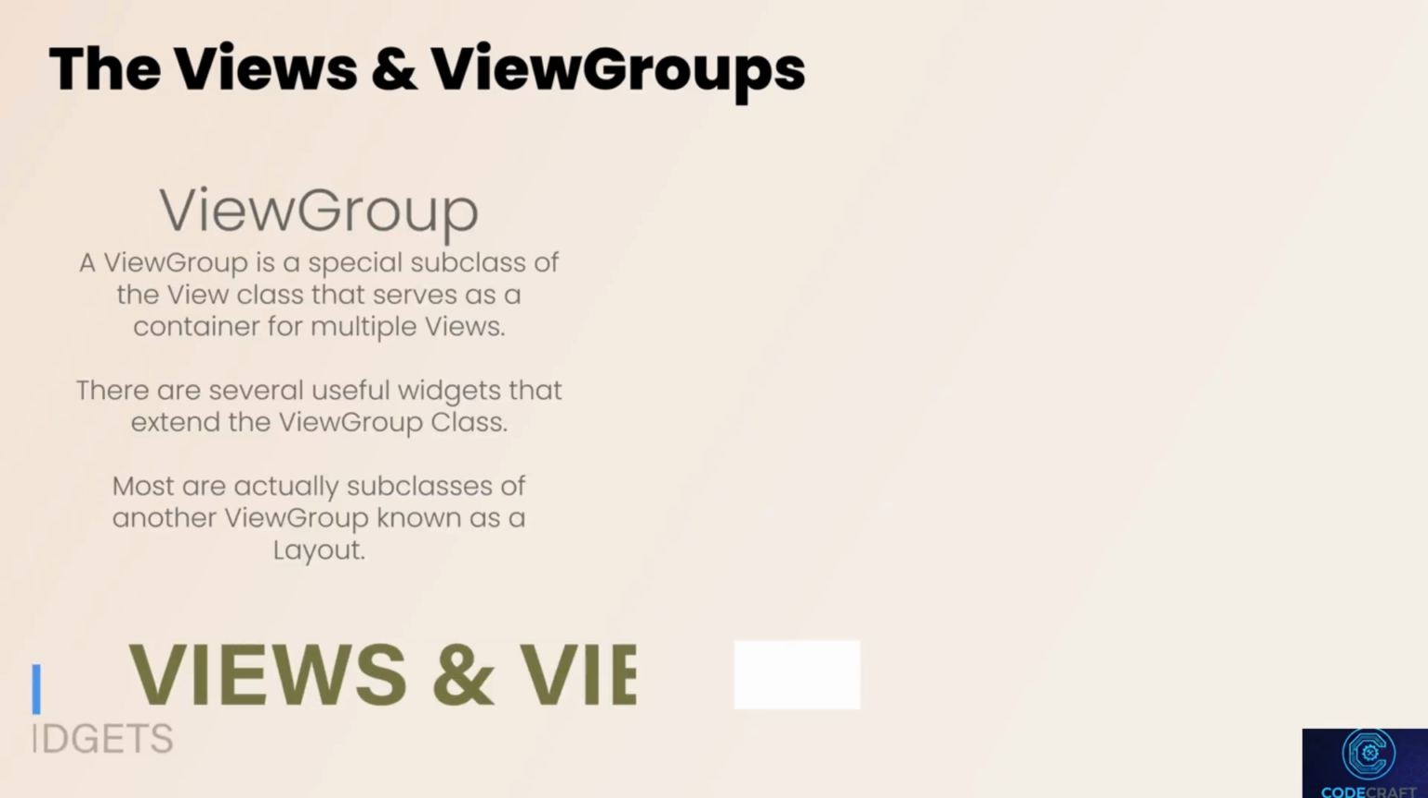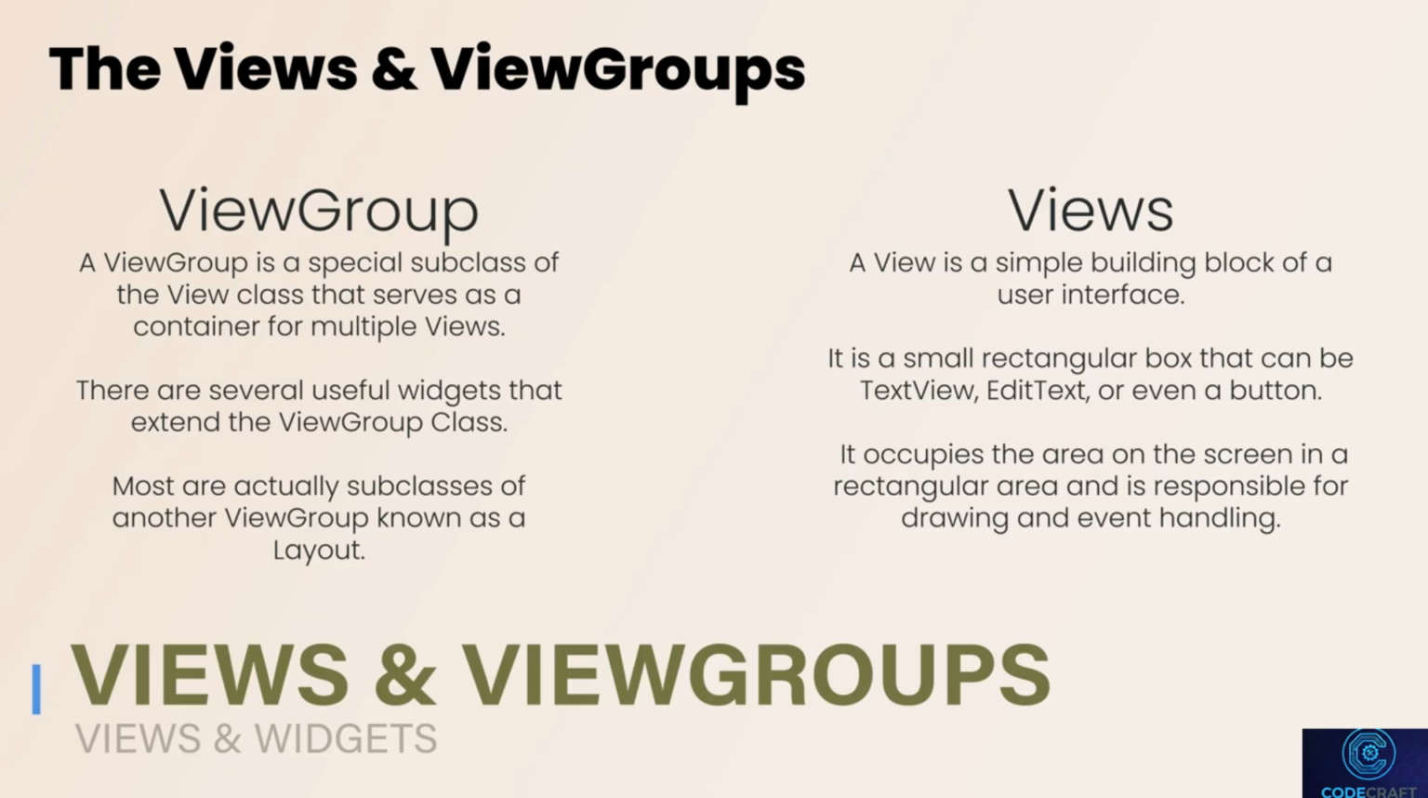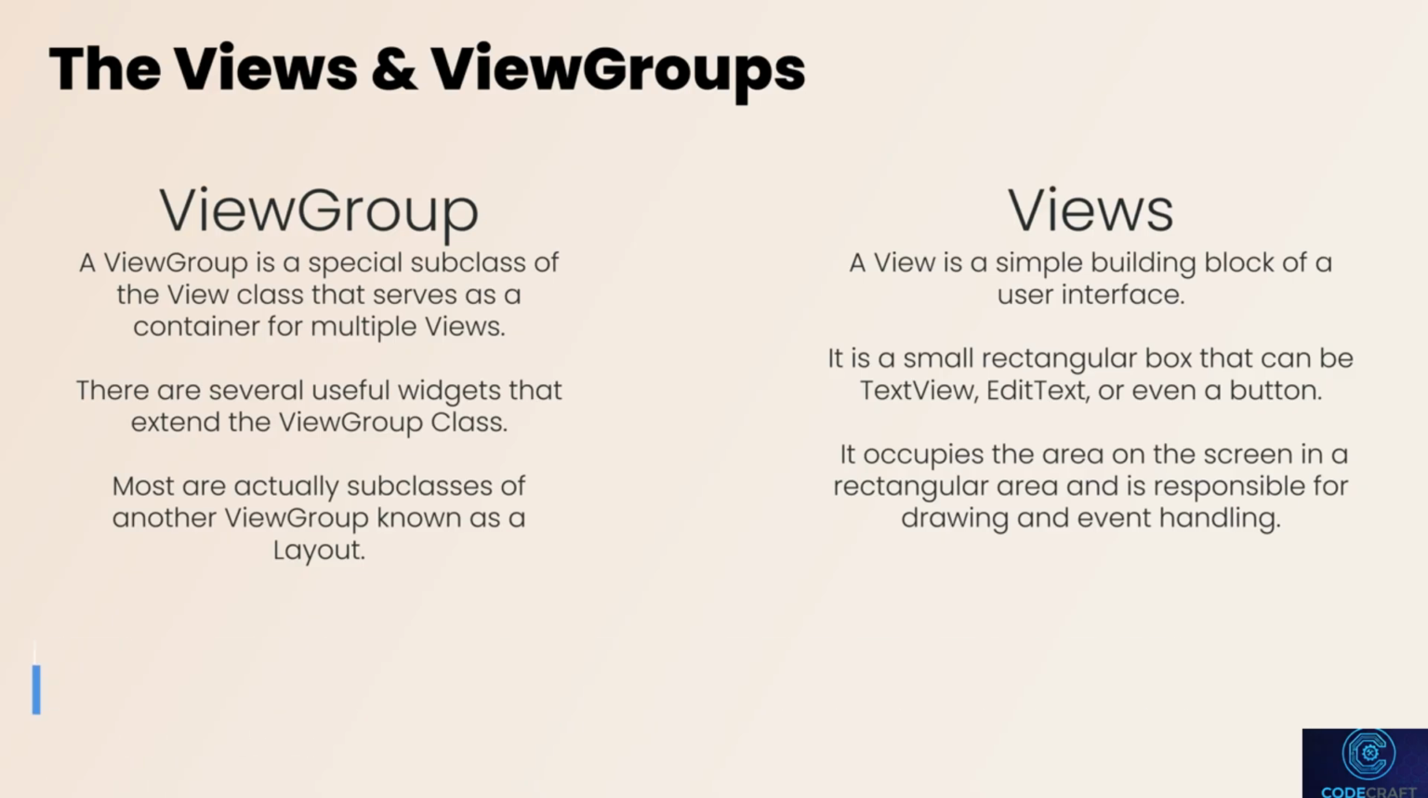Welcome back. In Android Studio, views and view groups are fundamental components of the user interface in Android app development. They are used to create visual elements of your app's user interface. Let's start with the views.